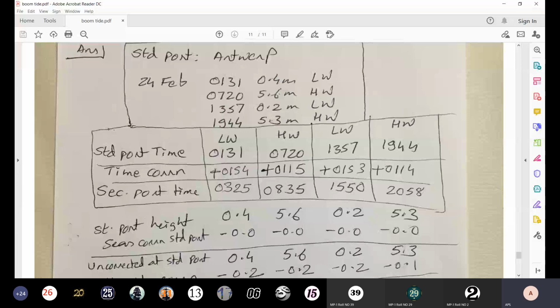Excuse me, sir. Yeah. Sir, for high water 1944, we are getting the correction 0116. Yes, sir, that is correct. 0116. Okay, take it. No problem. Take it as 0116 if you are getting. Because I told you, finally, even if you are getting within 5 minutes, there is no problem. So sometimes, yes, it might be plus minus 1 or 2 minutes. It doesn't matter. You write down whatever you have got.